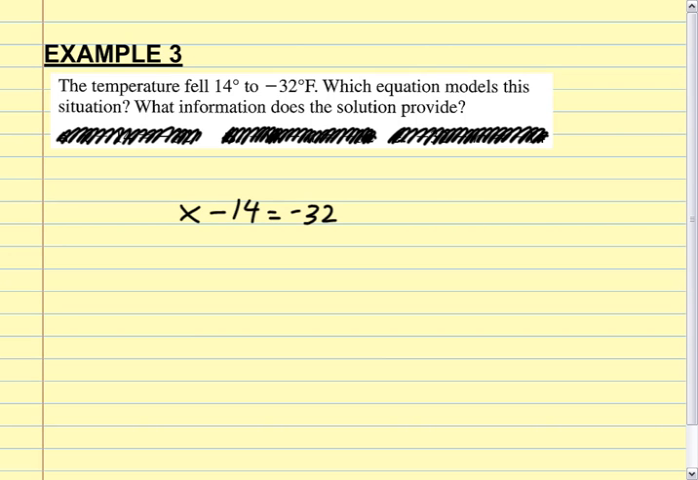Now they didn't ask us to find out what the temperature was when we started, but what would I do, Hannah, if I wanted to solve this and find out what the temperature was before the temperature fell? I'd add 14 to one side? To both sides. Okay? What happens to these two, Hannah? And leave us with what? You could not have done that better.